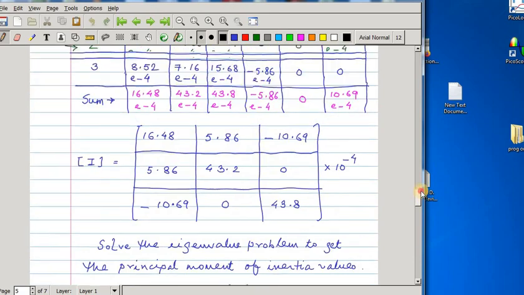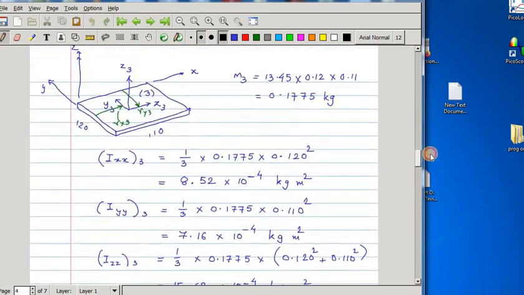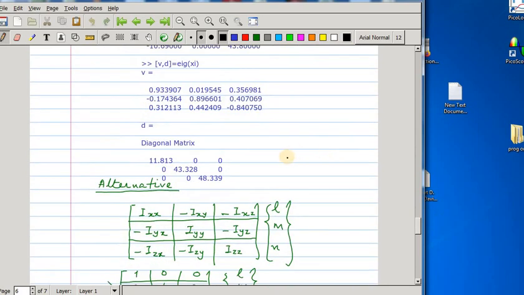So you may wonder what direction is this. Suppose you take your x, y, and z like this. Then this direction means go 0.933 along x, go minus 0.17 along this, and go this. So this is this direction.